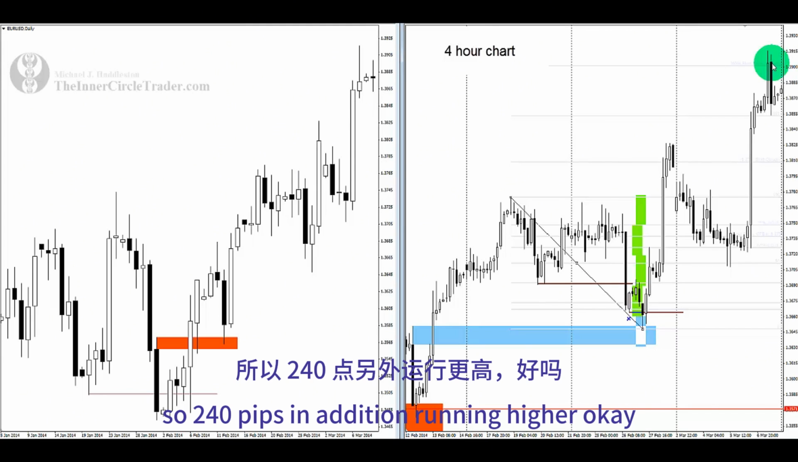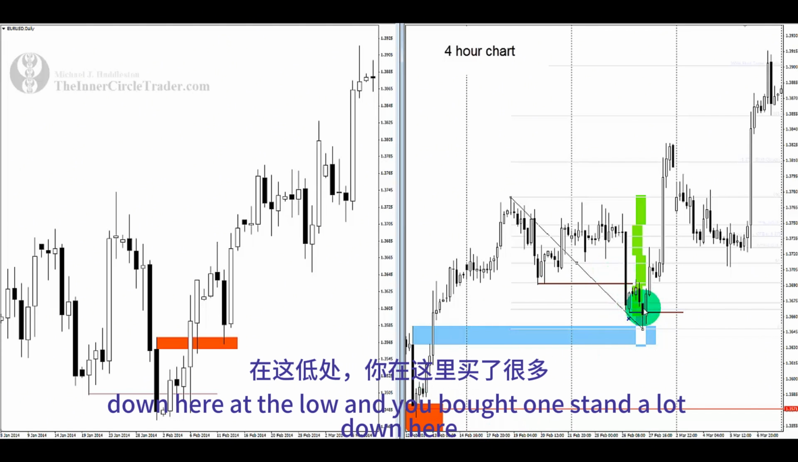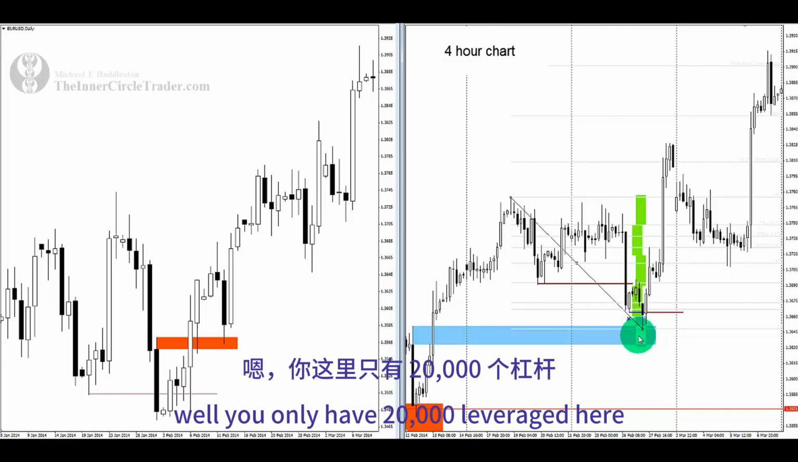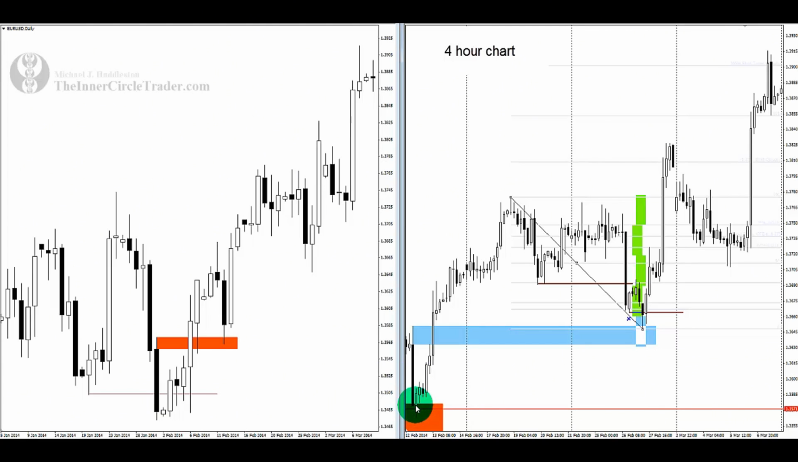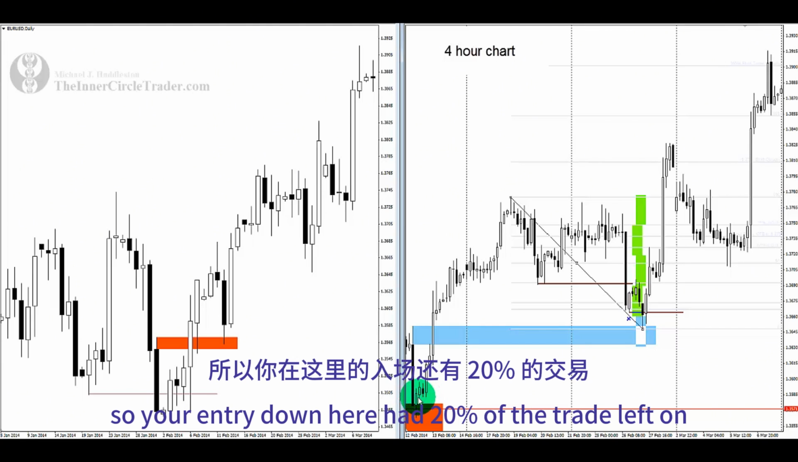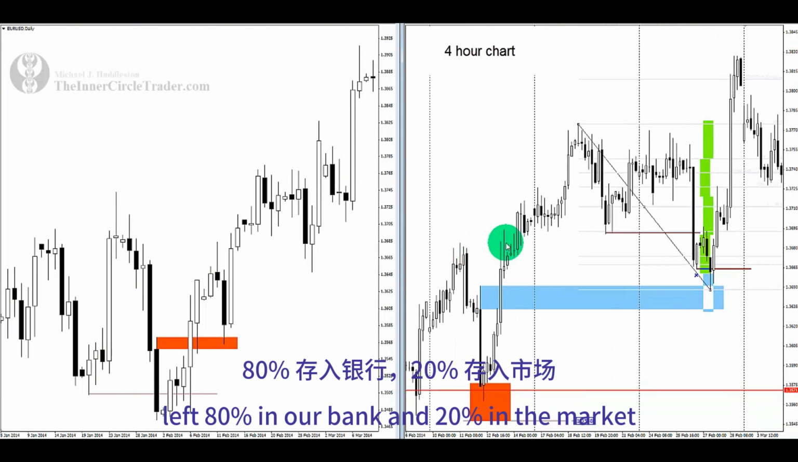240 pips in addition running higher. But say you bought one standard lot down here at the low. Well, you only have 20,000 leveraged here, and you have 20,000 leveraged here remaining. So your entry down here had 20% of the trade left on. Remember, we took the position off here, left 80% in our bank and 20% in the market.